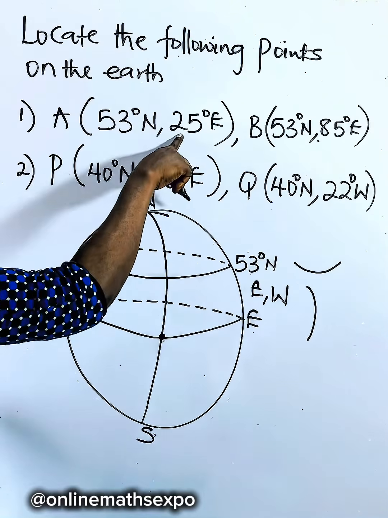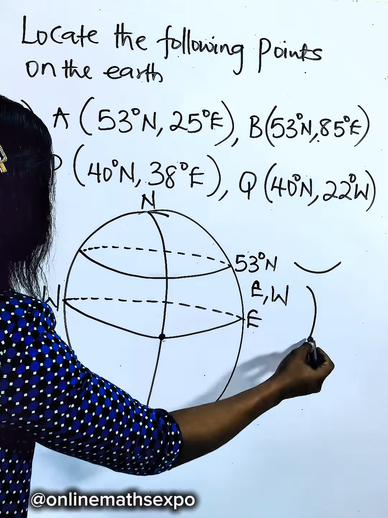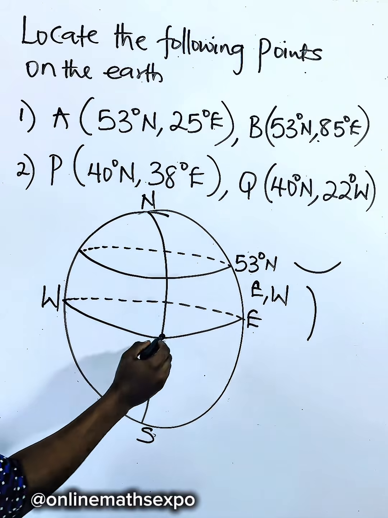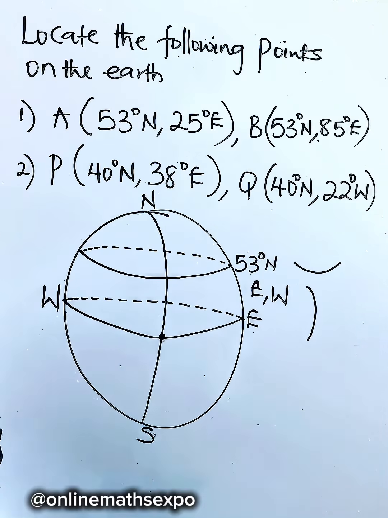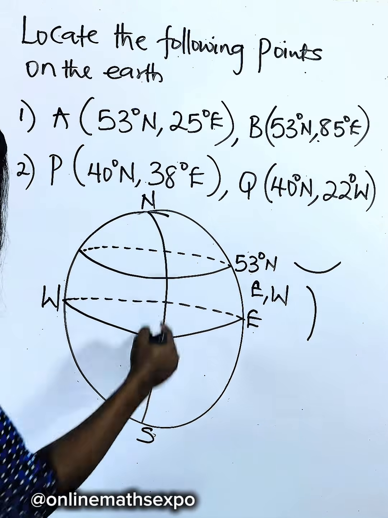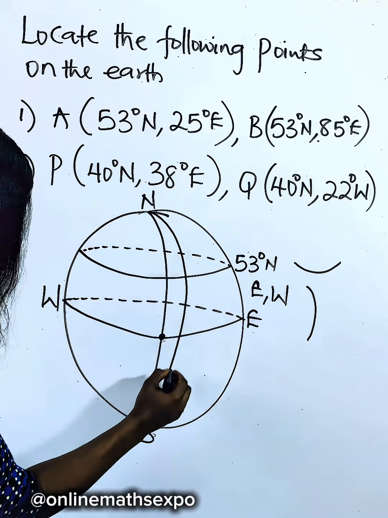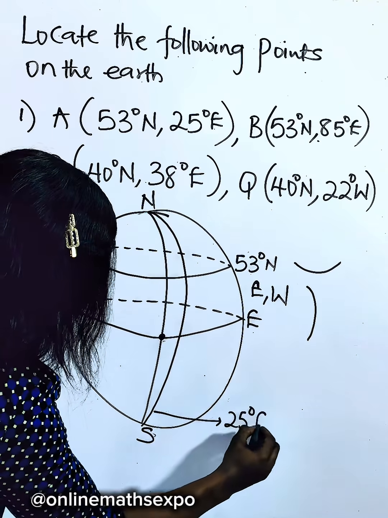Now I want to show 25 degrees east. East is longitude. So you're going to use this kind of line to show this. So 25 for the east and west, here to this place is 180. So 25 should be a bit off from this 0. So we have 25 can be somewhere here. So I label it 25 degrees east.